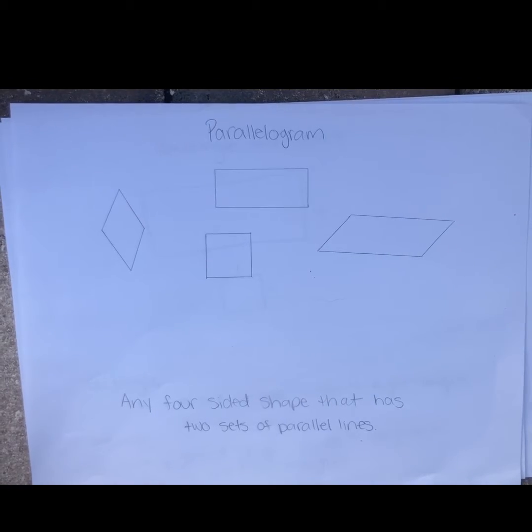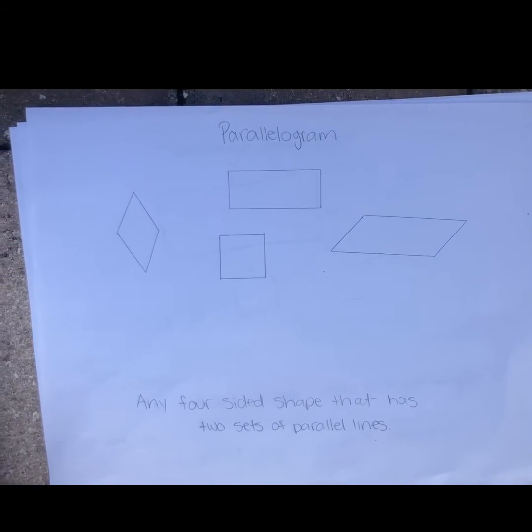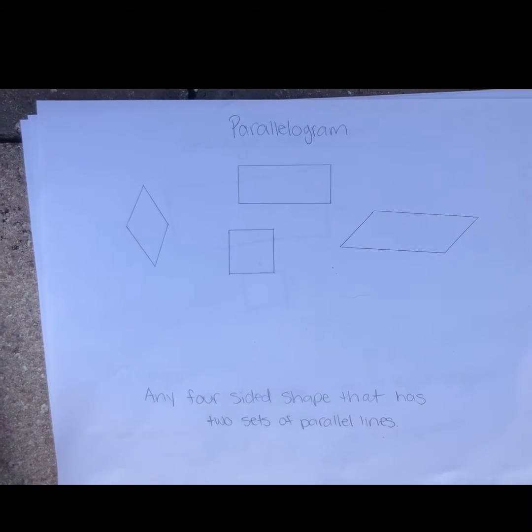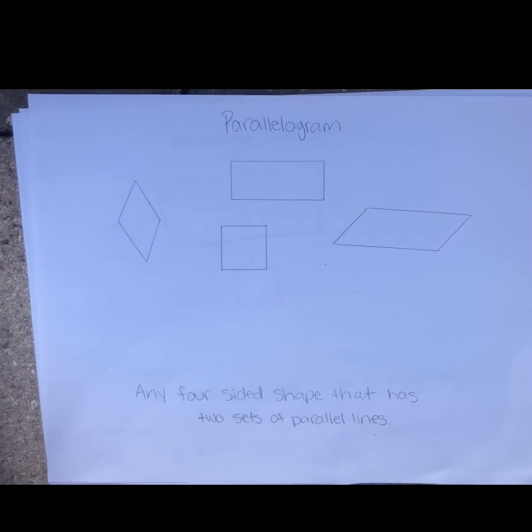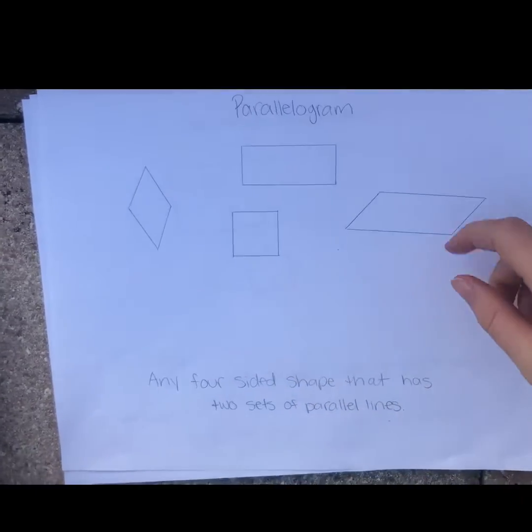Okay, so I'm going to teach you how to find area, but first I kind of want to go over some shapes. So this is a parallelogram. It's any four-sided shape that has two sets of parallel sides, so it could be a trapezoid, rectangle, square, or rhombus.